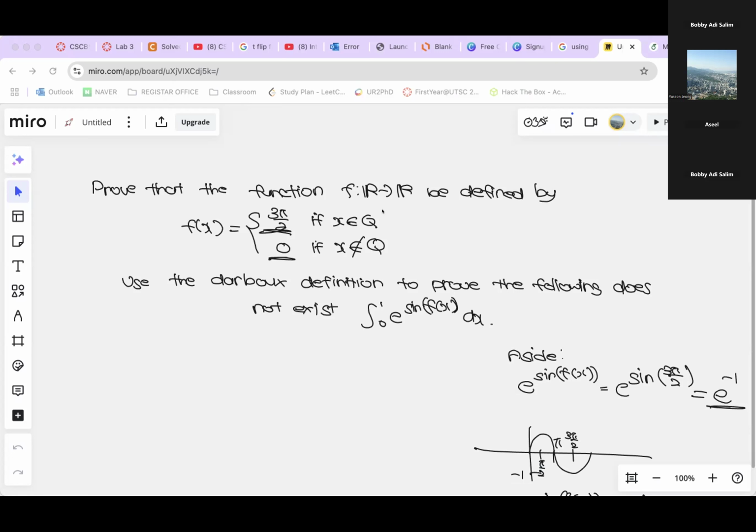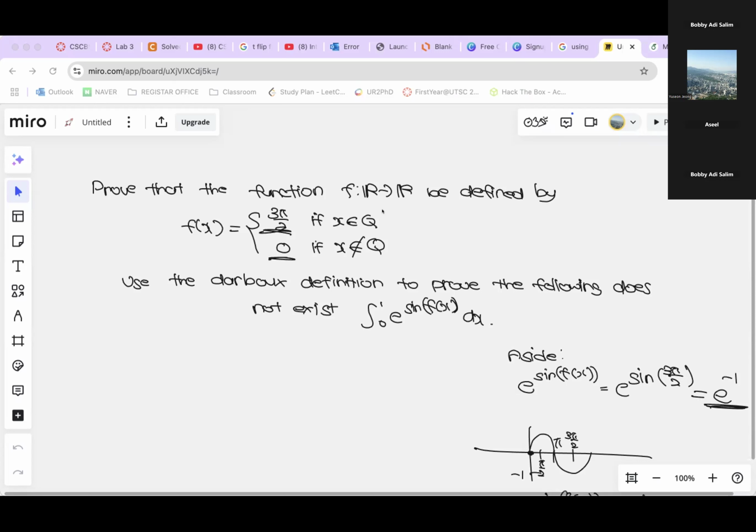Sine of 0, which is going to be e, which is over here, and the sine of 0 is going to be here, which is e raised to 0. And anything of e raised to 0 will be equal to 1. So right now we see that they both have a different value. So we can use this later on in the proof.